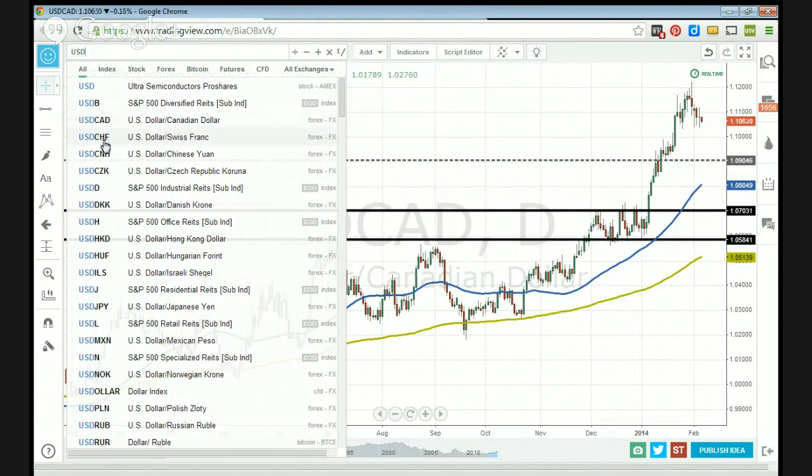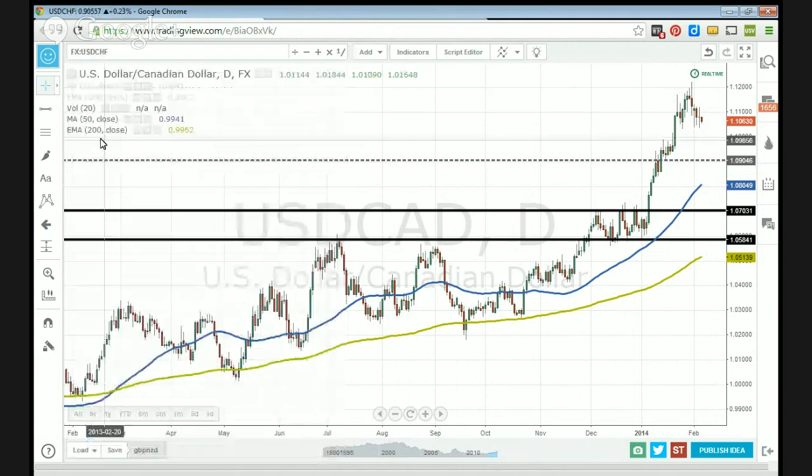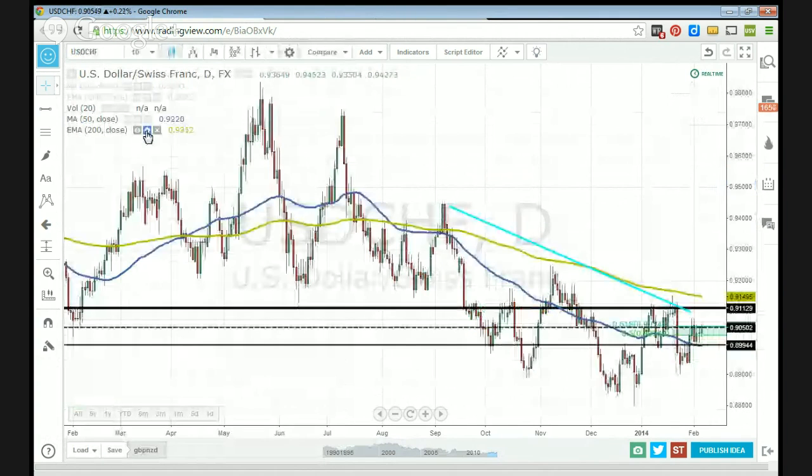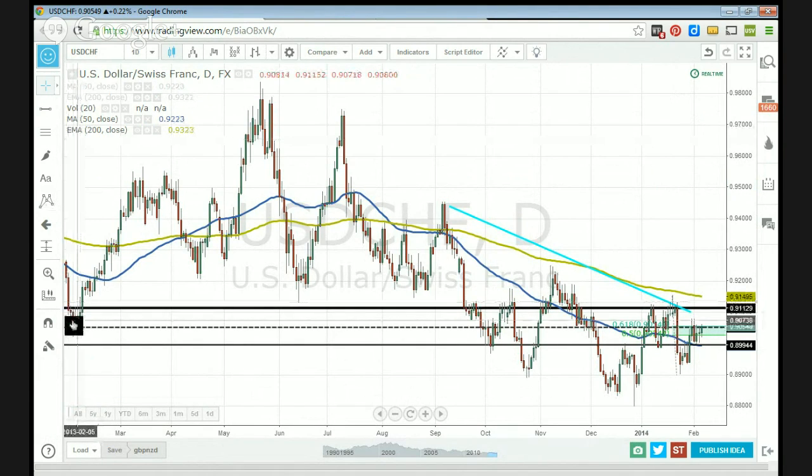Dollar Swiss. Dollar Swiss is like euro dollar. I talked about going long euro dollar. There might be an opportunity to short dollar Swiss, and it's at that dash black line, which I identified as a sort of support level. Especially if you go back here, it becomes much clearer. It's a strong support level there, but since then the market pretty much moved through it without much effort.